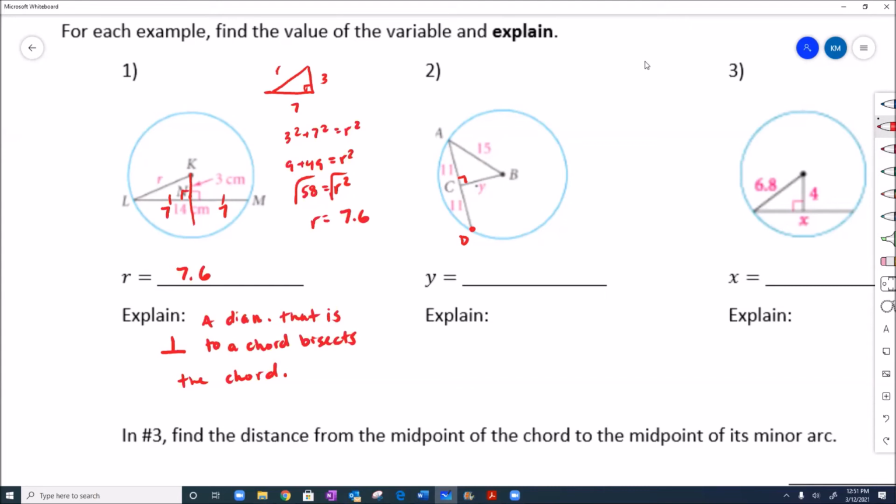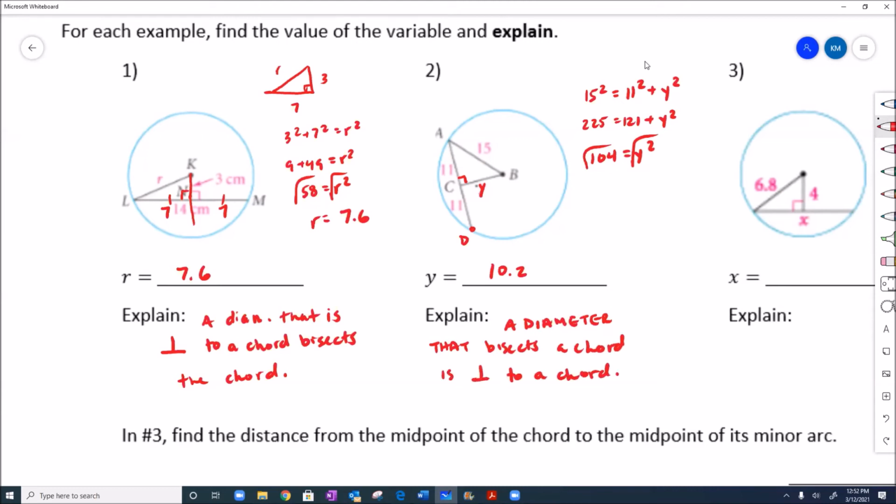Okay, so since it does that, we have that 90-degree angle, and so we can use Pythagorean's theorem to find y and say that 15 squared, the hypotenuse, should equal 11 squared plus y squared. That's 225 equals 121 plus y squared, and that is 104. So now as we take the square root of 104, we find that y is 10.2. Again, we started that off because we know that a diameter that bisects a chord is perpendicular to the chord.